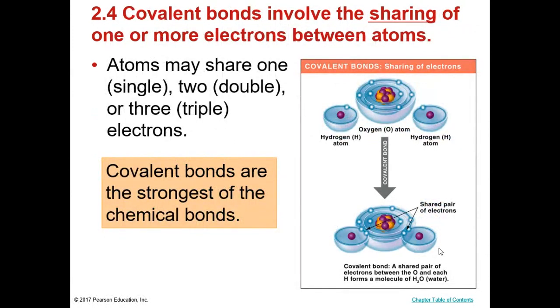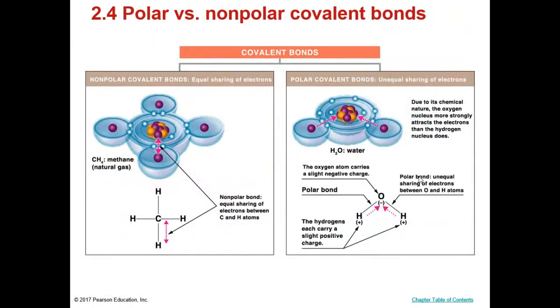Now, the other type of bond is covalent bonding. So this deals with the sharing of electrons, right? Sharing of electrons, whereas the other one was the transfer of electrons. Now, we have an equal sharing of electrons, but we can also have a non-equal sharing of electrons.